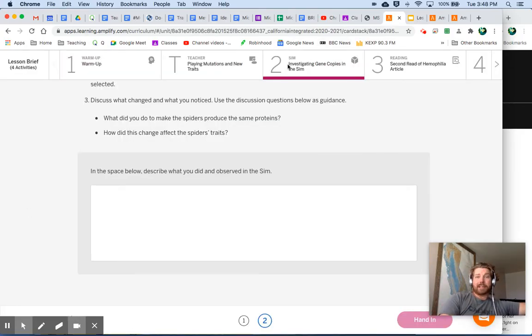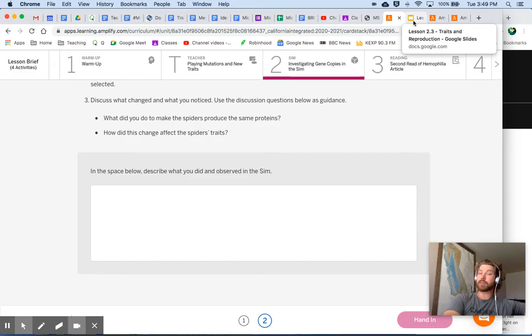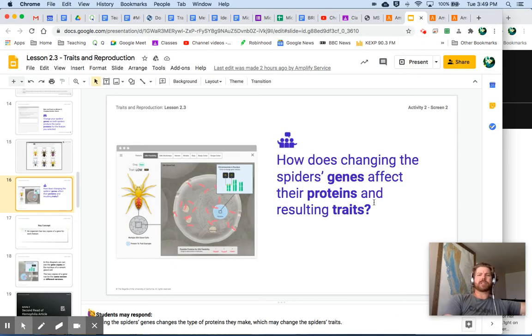Don't forget, in activity number 2 in this lesson, to write down what you did and what you observed. Be specific. I changed the protein or the gene from this to this, and I noticed this. Obviously, I'm being general because I don't know what you did, but please do be specific in your explanation. How does changing the spider's genes affect their proteins and resulting traits? Did you notice that? It doesn't just change the proteins, it changes the traits. Because remember, we already knew this, that proteins are directly related to the traits. The traits that a spider has are directly related to the proteins that it has. And genes affect the proteins.